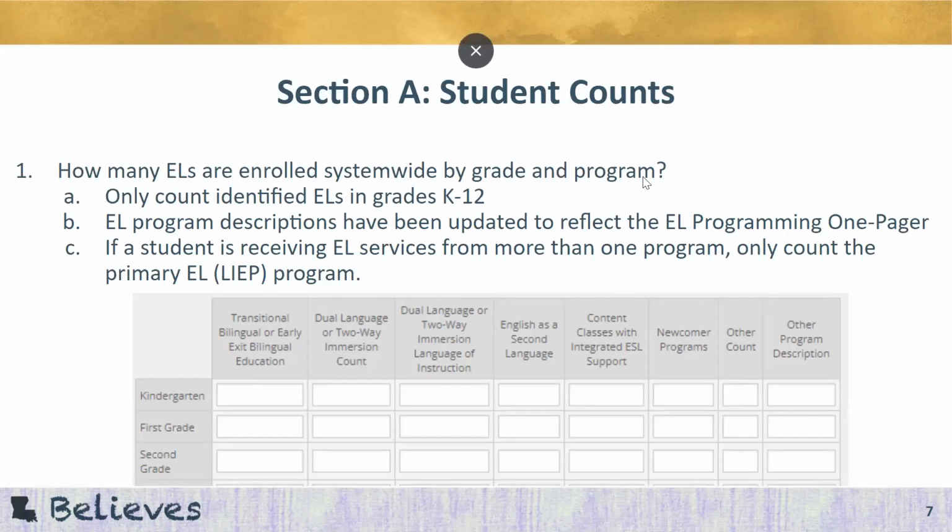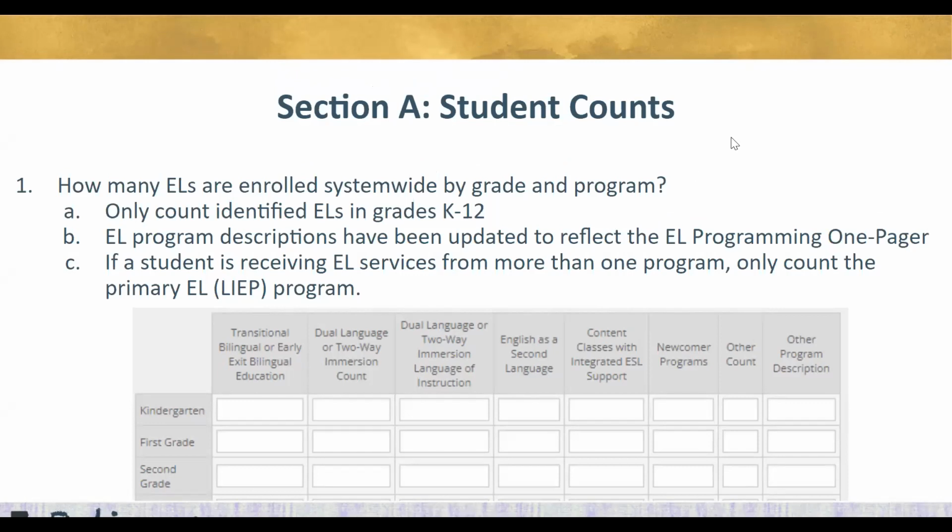Let me just make sure. I think somebody else just popped in. Nope, I think we're good. Okay.